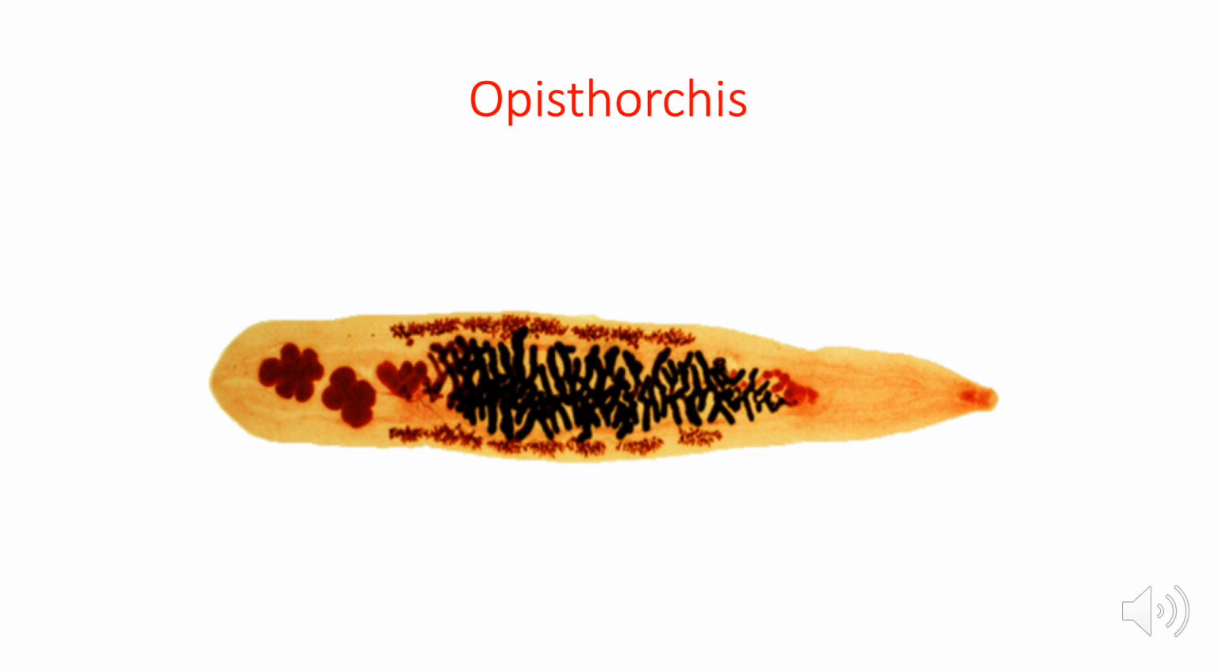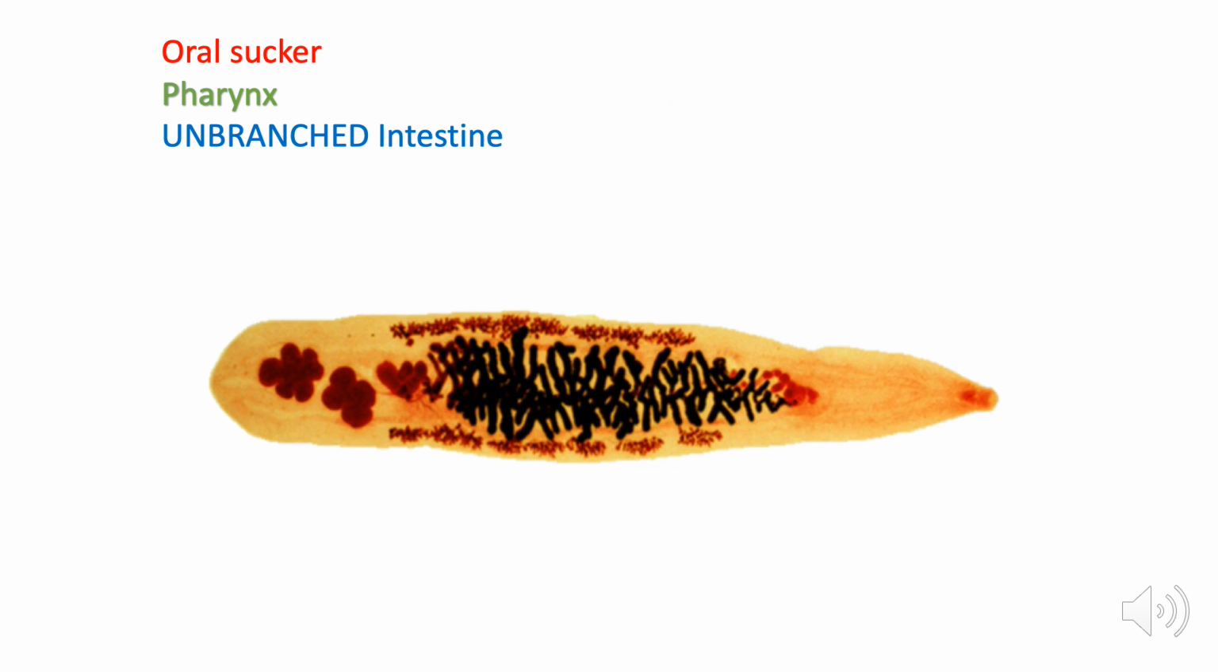This is the Opisthorchis adult. What do you notice? Yes, the vitellaria is also found within its middle 1/3, similar to Clonorchis adult worm. Let's identify the parts. This is the oral sucker. This is the pharynx. This is the intestine, and it is also simple or unbranched.